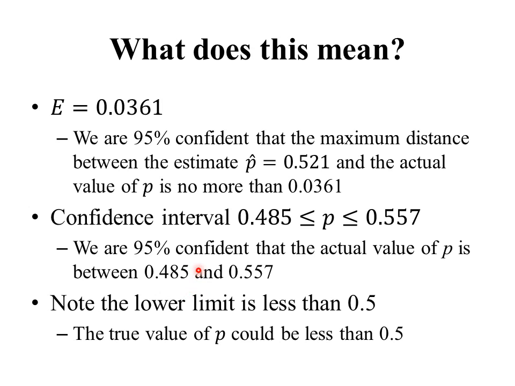And so the fact that this lower limit is less than 0.5 means that this candidate isn't necessarily winning. He or she may have less than 50% support.